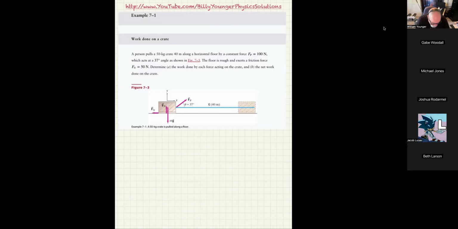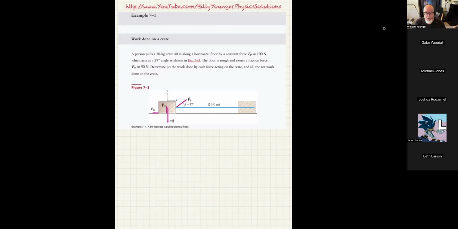It says work done on a crate. A person pulls a 50 kilogram crate 40 meters along a horizontal floor by a constant force F_P equals 100 newtons, which acts at a 37-degree angle as shown in figure 7.3. The floor is rough and exerts a friction force F_FR equals 50 newtons. Determine A, the work done by each force acting on the crate, and B, the net work done on the crate. Okay, so we're actually going a little farther.